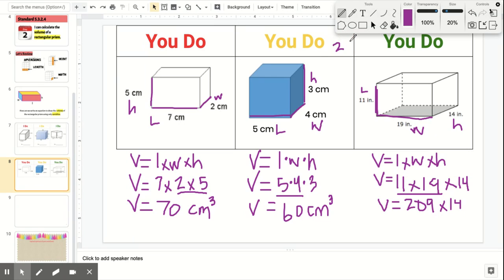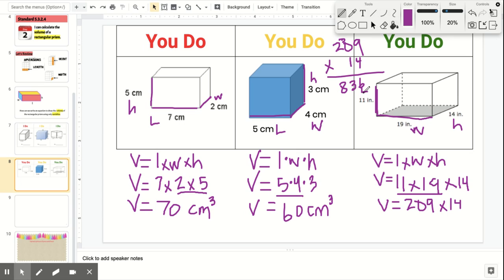I'm running out of space, but I would set up my multiplication problem. I like to use the standard or the traditional way of multiplying. So I would set up my problem like this and do my math. So 9 times 4 is 36. I carry the 3. 0 times 4, I'm multiplying across like this. 0 times 4 is 0, plus 3 is 3. 4 times 2 is 8.